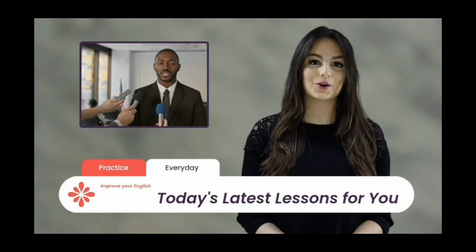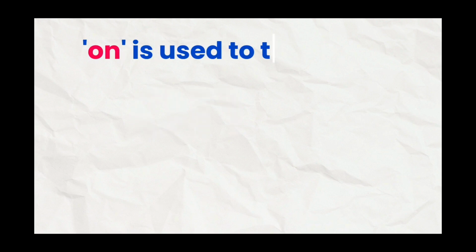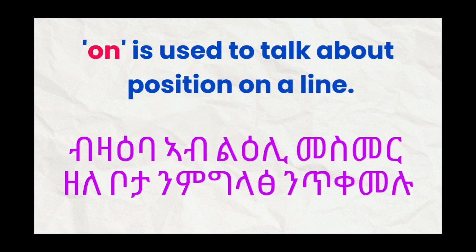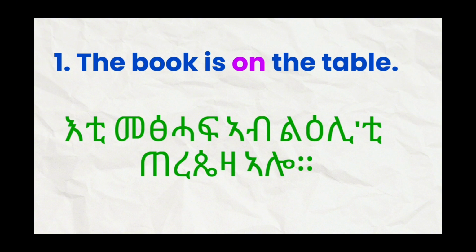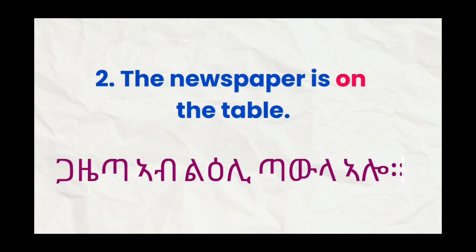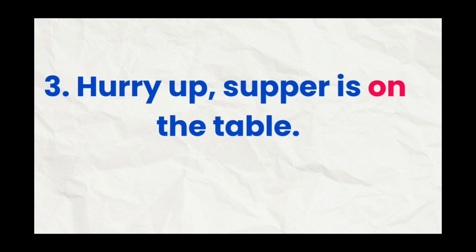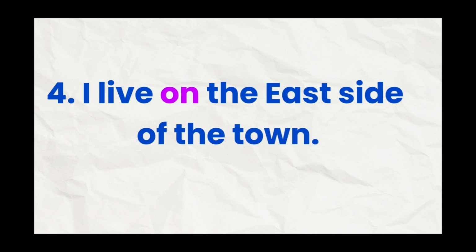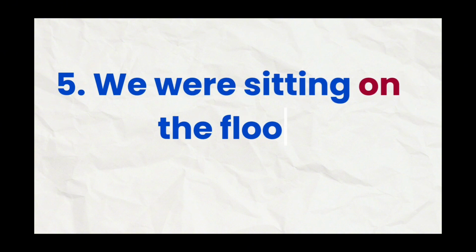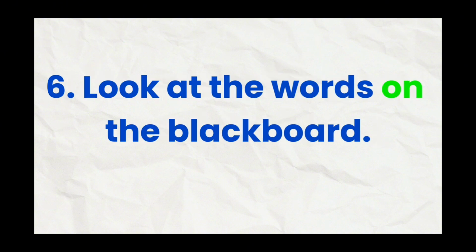On. On is used to talk about position on a line. Example. 1. The book is on the table. 2. The newspaper is on the table. 3. Hurry up, supper is on the table. 4. I live on the east side of the town. 5. We were sitting on the floor. 6. Look at the words on the blackboard.